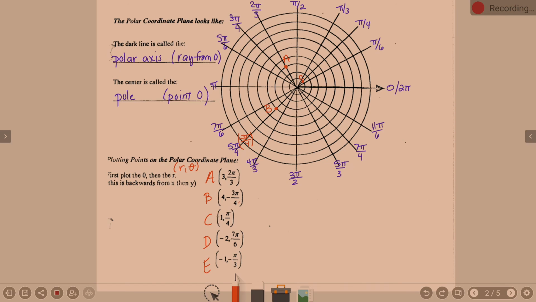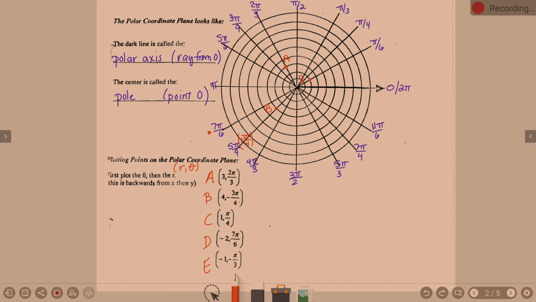How do you do negative rings? Okay, D. So, negative 2 comma 7 pi over 6. So first we go to 7 pi over 6. Where is 7 pi over 6? Right here, yes? Here's my 7 pi over 6. Now, we have an R of negative 2. So positive 2 rings would take me right here. What's negative 2 going to take me? The other way. And so we're actually going to end up in quadrant 1 on pi over 6.